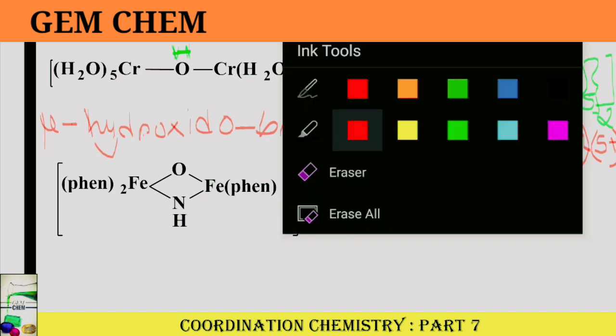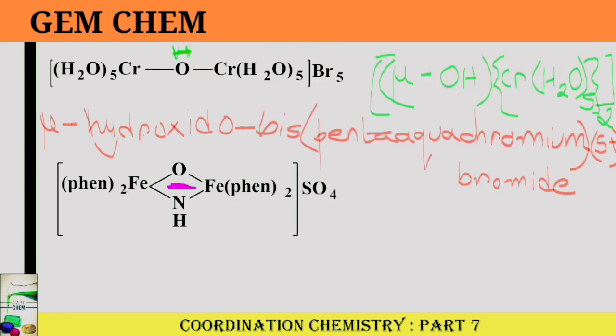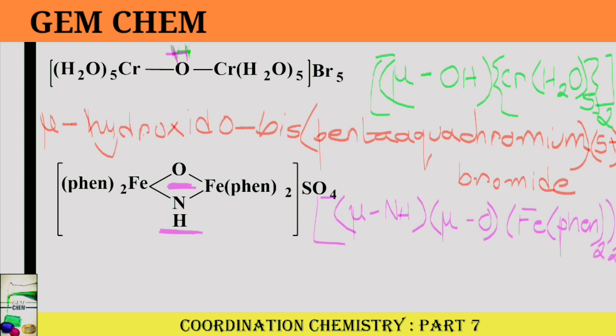Now we go for the next one. So in the next one you can see that it has an oxido bridging ligand as well as an imido bridging ligand. So in this case we are going to compress the structure: mu NH, we have mu O, and we have Fe phenanthroline, which is twice in number, and the whole is twice in number, and outside the bracket we have sulfate.